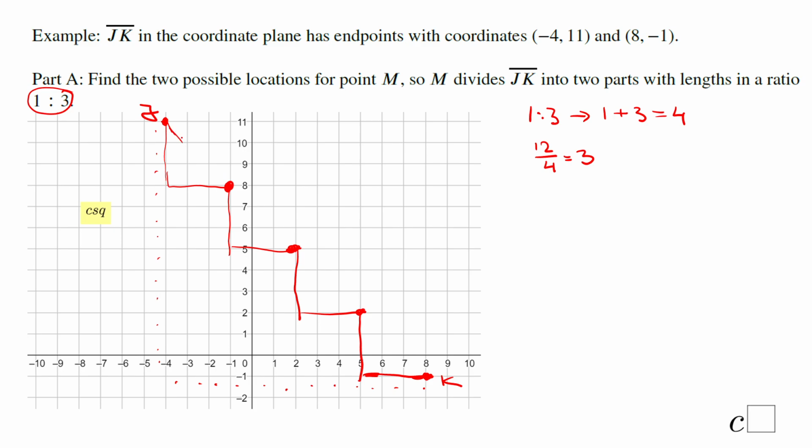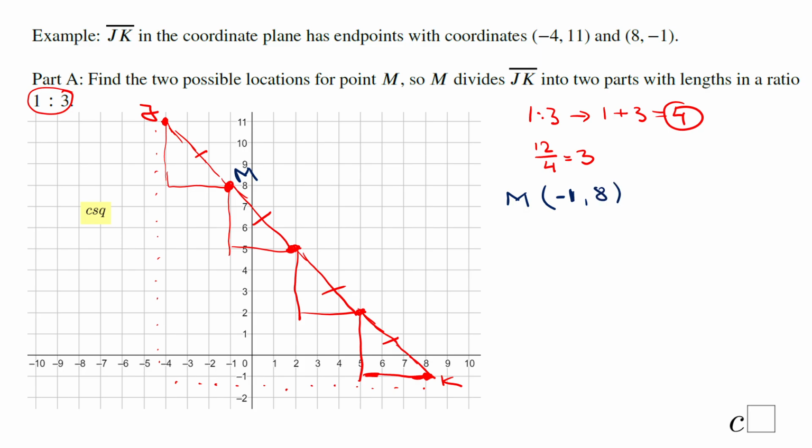Now, if you want, I can try to draw the segment. It's easier. Of course, you may want to use a ruler on your graph paper. This is now the segment JK, and you see 1, 2, 3, 4 congruent parts, the ones we're looking for. Now we're looking for point M, and we have two choices. One will be here, which is (-1, 8).